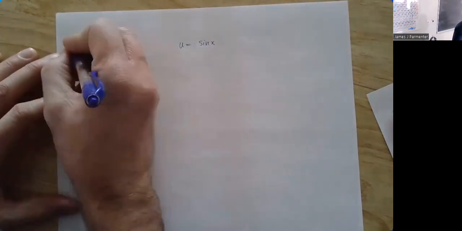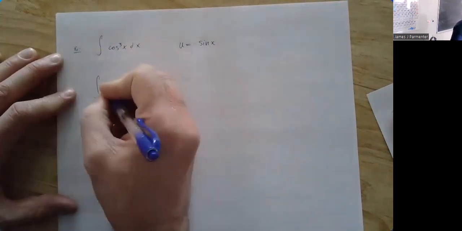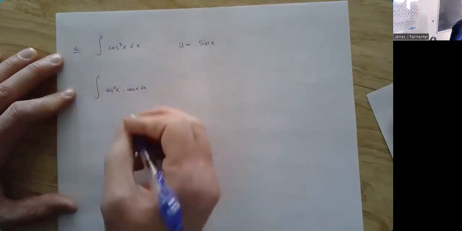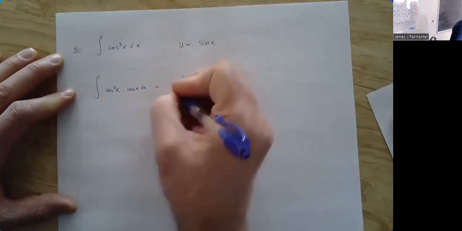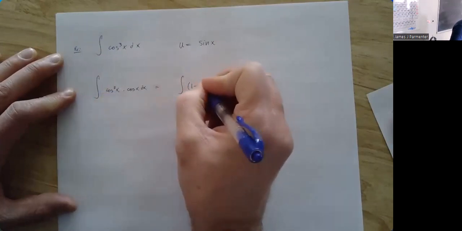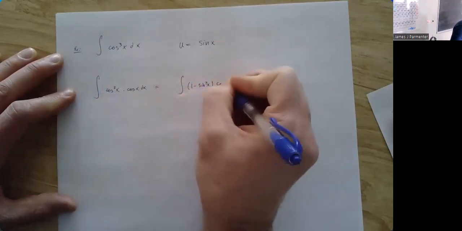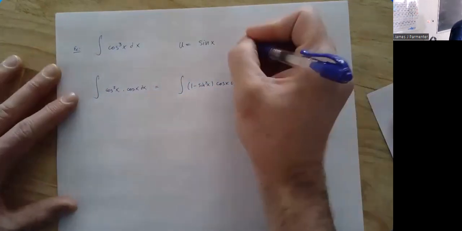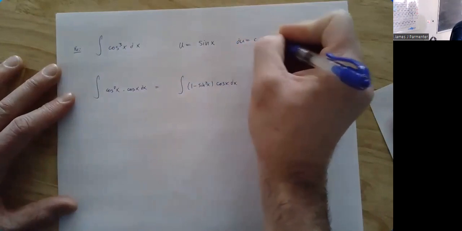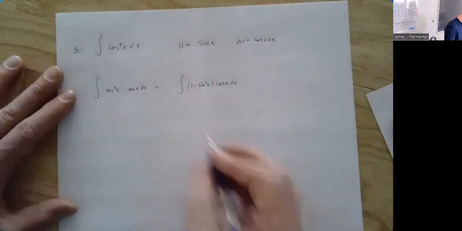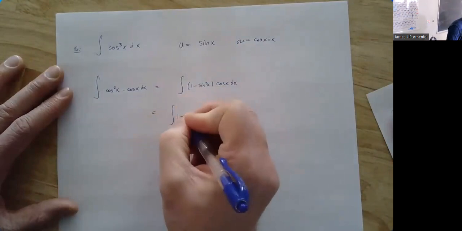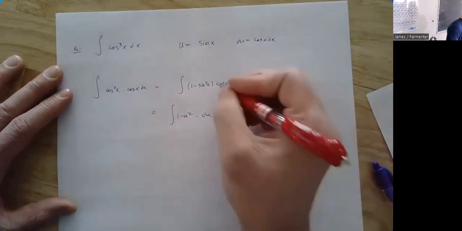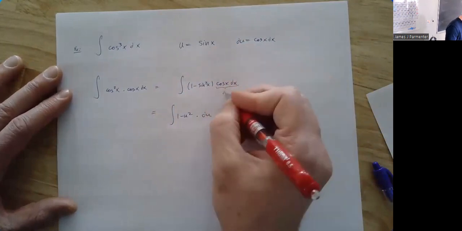If you actually rewrite this as the integral of cosine squared x times cosine x dx, and then rewrite that as cosine squared is 1 minus sine squared x times cosine x dx. Then it's easier to see, oh yeah, u equals sine makes sense. And my du is cosine x dx. And then you can totally rewrite this as the integral of 1 minus u squared times du, which seems not unreasonable.